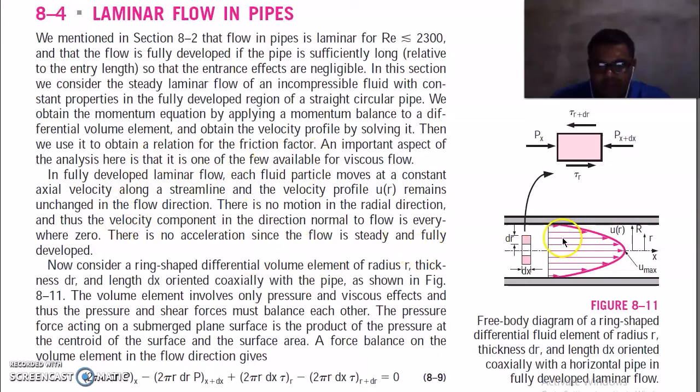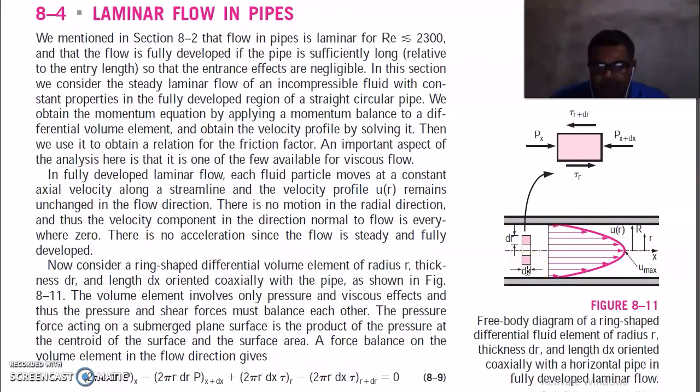So in the fully developed region, each fluid particle moves at constant axial velocity along a streamline, and the velocity profile u(r) remains constant. So this profile remains constant. This is your maximum velocity. This is the radial direction r. So consider a small ring-shaped element, volume of radius r, thickness dr, and length dx.